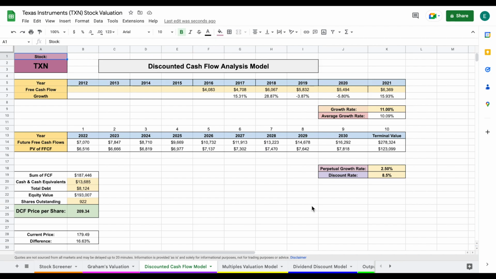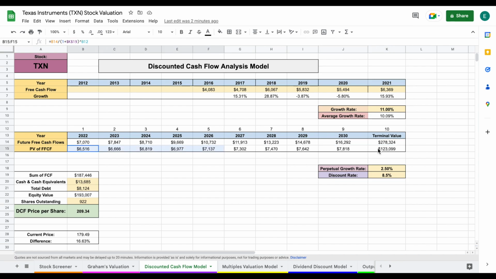And in order to perform a discounted cash flow analysis, we need to project a growth rate to the future free cash flows for the company. So what I've done is I've plugged in the historical free cash flows, and we can see our year-over-year growth rates here. We come to an average growth rate of right at 10.09%. So moving forward, I'm projecting a growth rate of about 11% to the future free cash flows and to the terminal value, which is the sum of the future free cash flows past the year 2030.